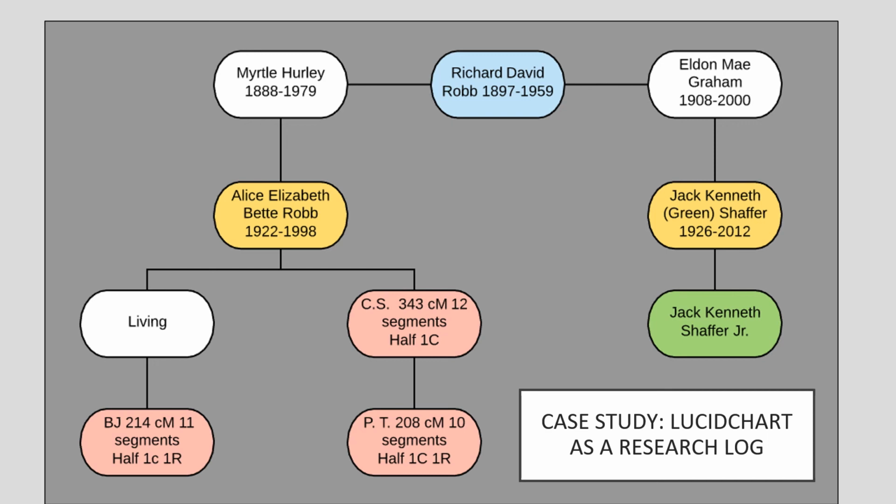And so I found that Richard David Robb actually had a marriage to Myrtle Hurley, and that they had the daughter, Alice Elizabeth Betty Robb, and that DNA matches came through Alice. And those were key matches that pointed to this relationship. And then I also showed the relationship coming down for Eldon to Jack Jr. and Jack Sr.